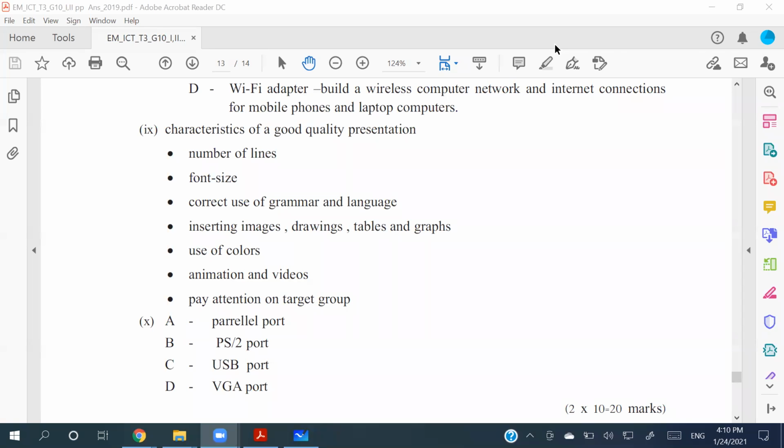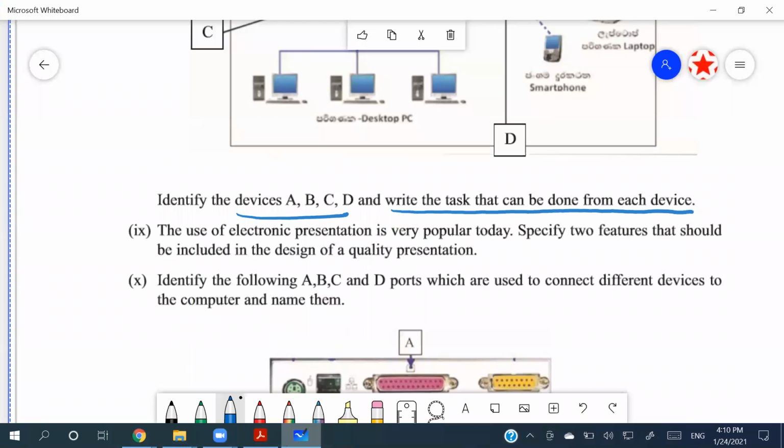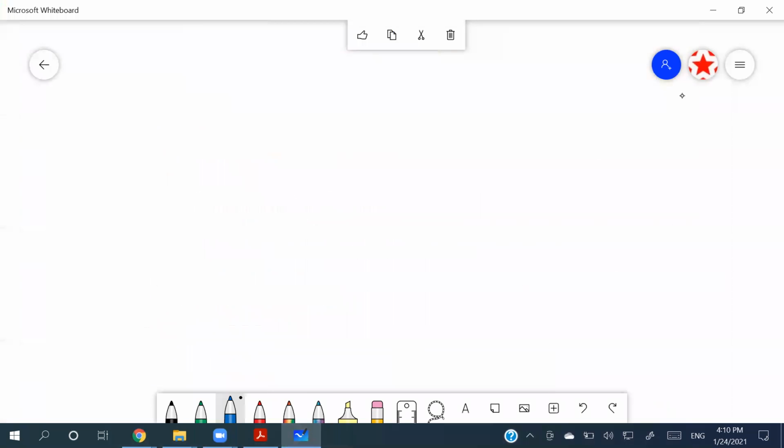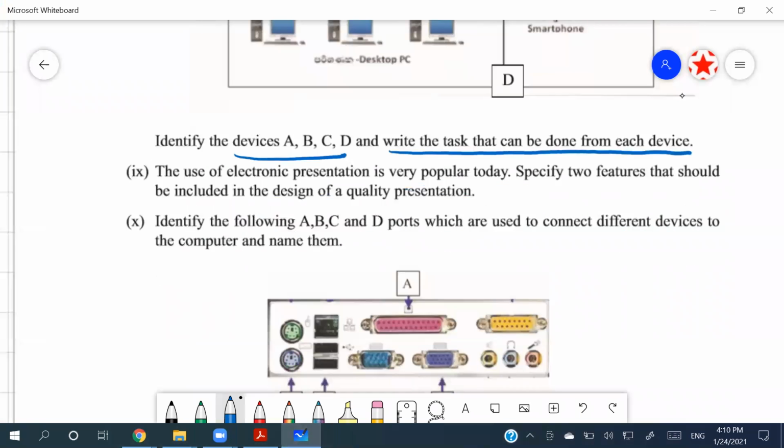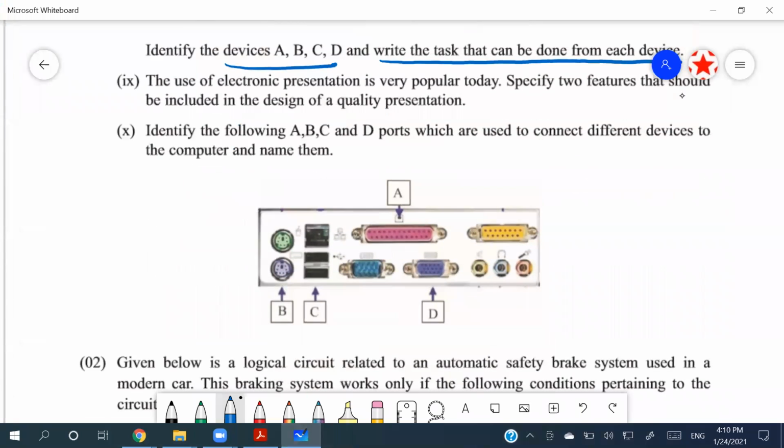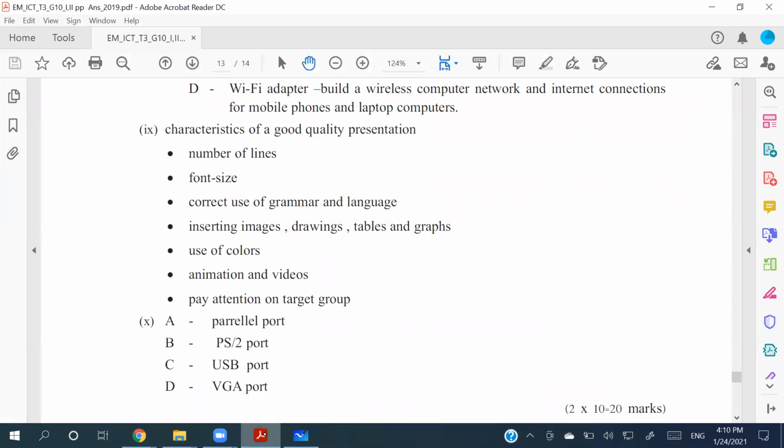Right, and then this 10th one, they are asking about identify the following A, B, C and D ports which are used to connect different devices to the computer and name them. Yeah, so these are the answers. As you know, A is a parallel port, B is a PS2 port, C is a USB port, and D is a VGA port. Right?